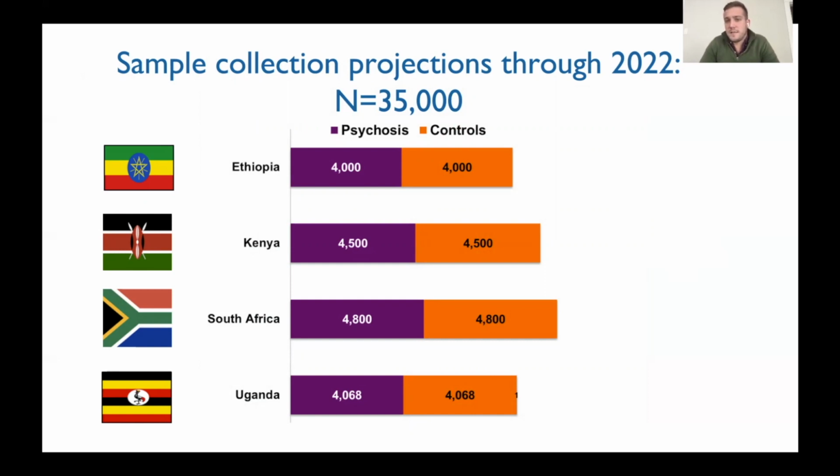So our sample collection projections, and what we aim to do by the end of 2022, is to collect 35,000 samples. The breakdown here shows that our study is a case control. So anyone deemed to have psychosis as the umbrella term, which could be schizophrenia, bipolar disorder, schizoaffective, mania, etc., and then also matching controls. In Ethiopia, we're aiming to do 8,000, Kenya 9,000, South Africa roughly 10,000, and then Uganda 8,000 as well.